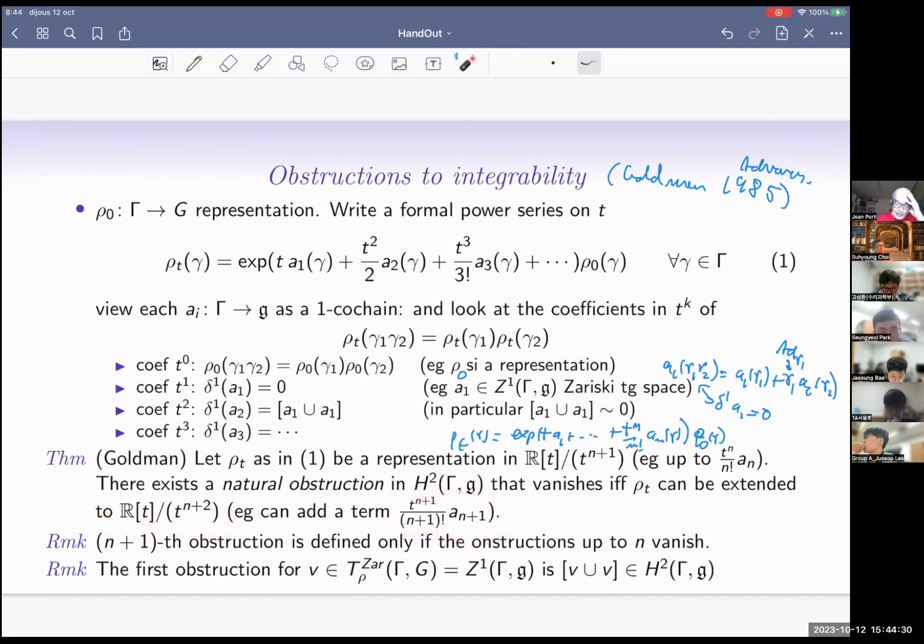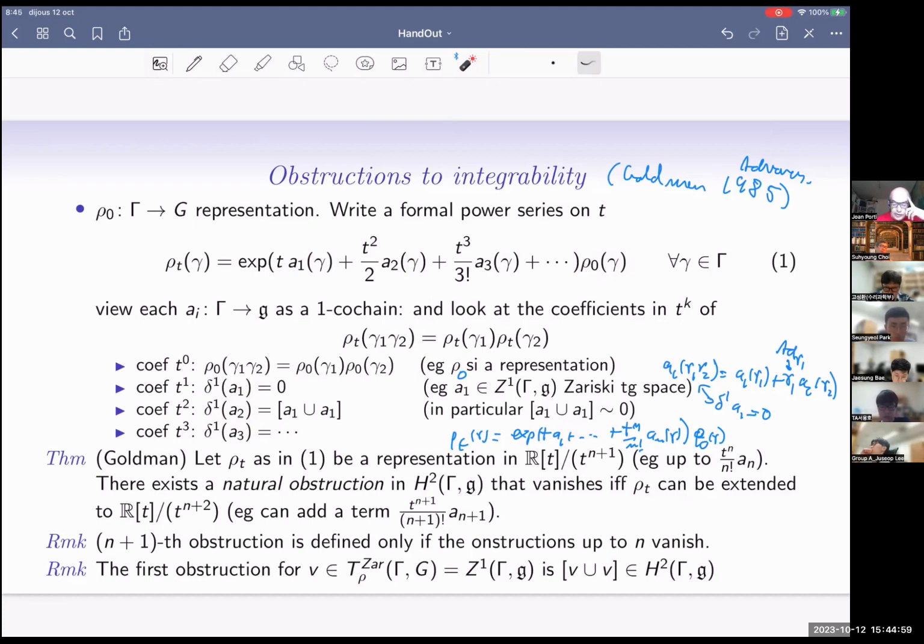So let's think about what this means. Imagine that I have rho 0 and A1. When do I have A2? I have A2 if this is satisfied. So I say that this is the obstruction. This is the first obstruction. If this is 0, then I can find a term A2. But you can do this forever. You can continue.